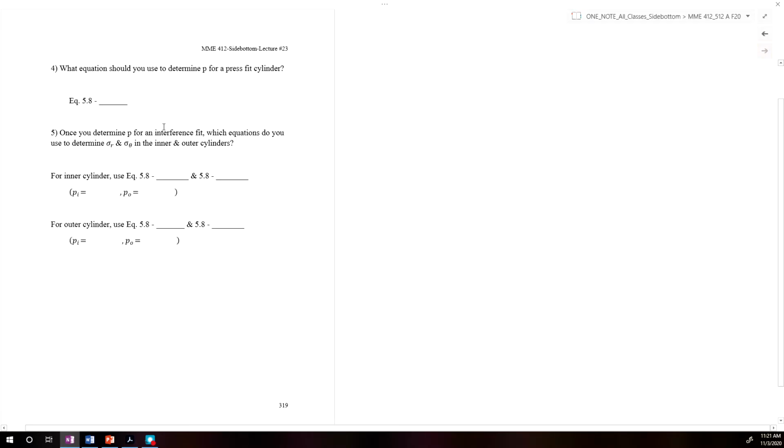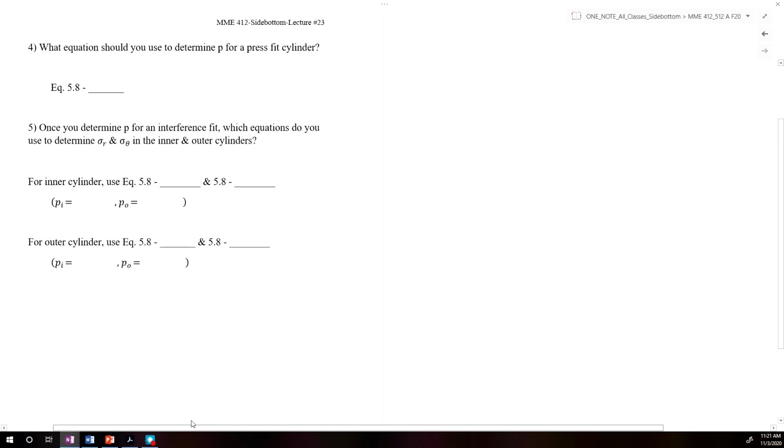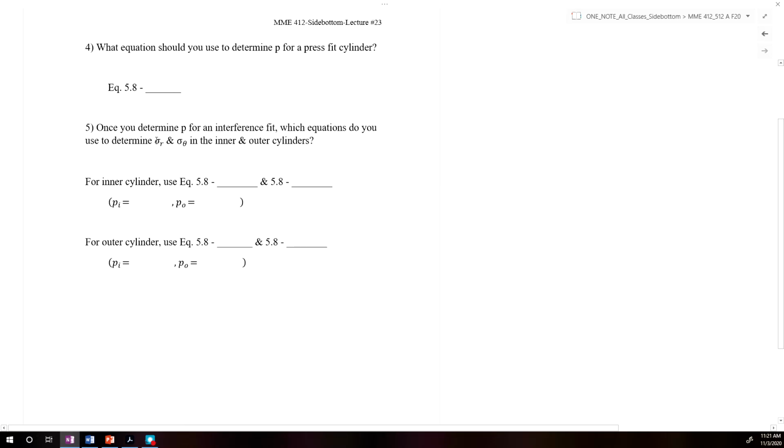The last part is: what equation should you use to determine P for a press-fit cylinder? Again, it's going to be equation 5.8 dash something. Once you have that interference pressure, what equations would you use to determine the radial stress and the tangential stress in your inner and outer cylinders? Just list those equations here, and go right ahead.